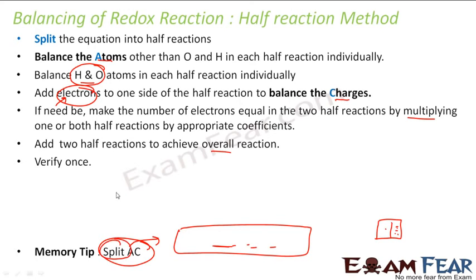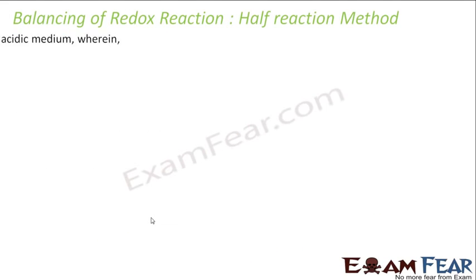Split, the first word, talks about splitting the reaction into two halves. AC: the first A means you have to balance atoms. In atoms also, you give first priority to other atoms, and then hydrogen and oxygen. And C is charge, which means you have to balance charge. So let's take one example for this.